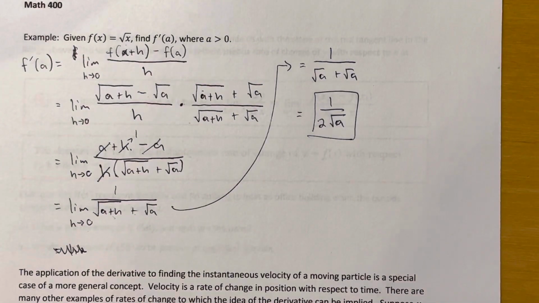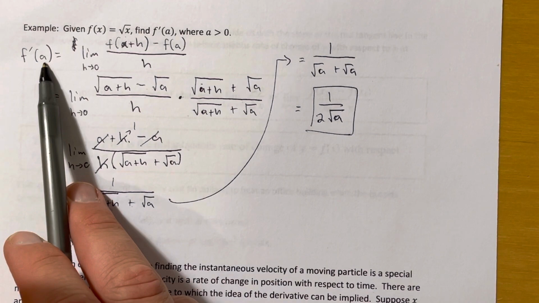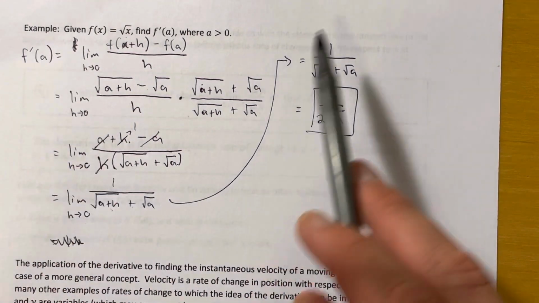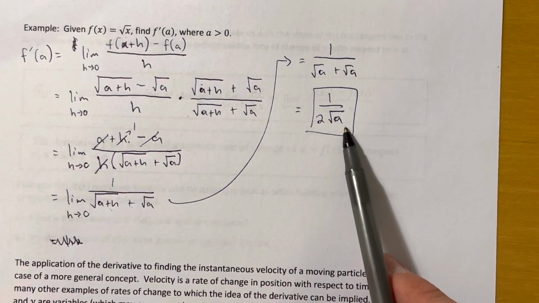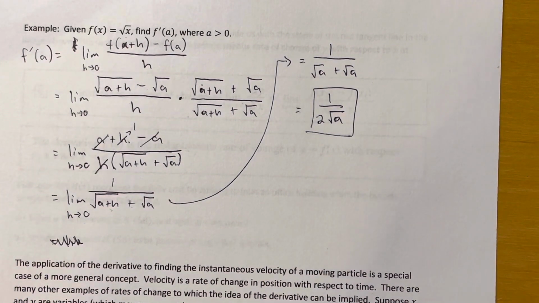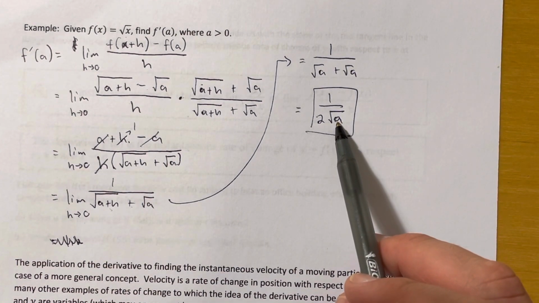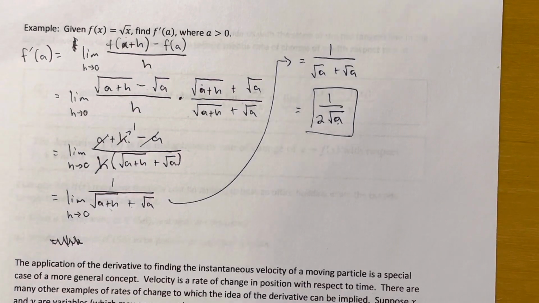But instead of plugging in a specific number at this stage, I kept things general, and I found f prime of a, giving me this expression right here. What this means is that for any of those values of a where I'm trying to find the slope of a tangent line, I can instead just plug it directly into this little formula, and that'll spit out slopes for me for whatever I want to plug into it.